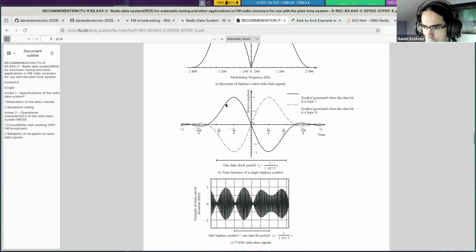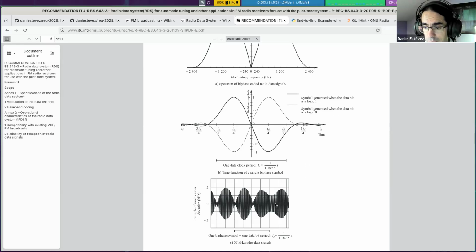So if we want to send a 1, we go like this, like positive, and then negative. If we want to send a 0, we do the opposite. Basically, we put a minus sign, we go negative, and then we go positive. And that's a single symbol, so that would be like a 1. If we want to send another 1, then here we come and do the same. We go up, we go down, etc.